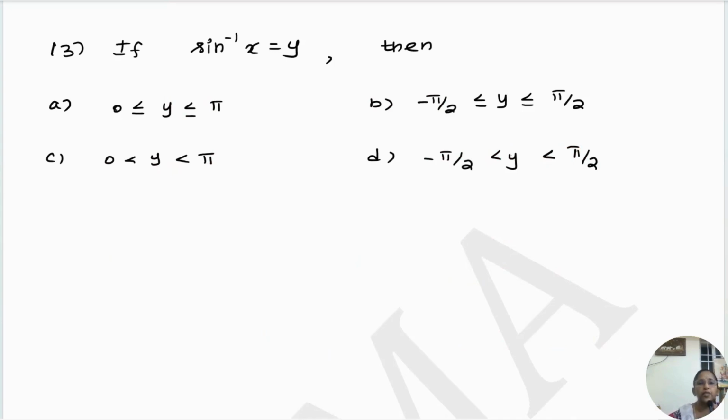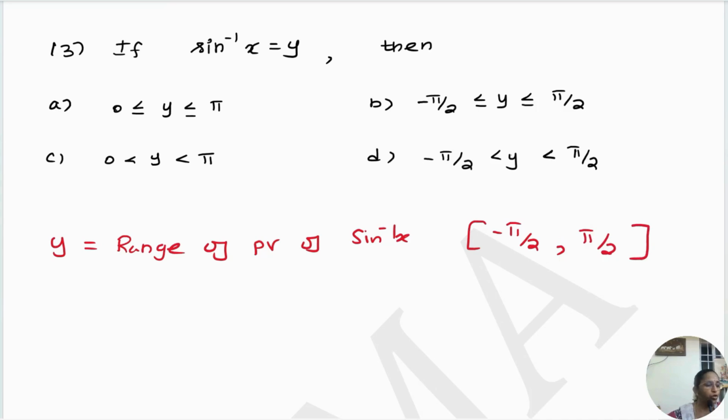Coming to the third question, if sine inverse of x is equal to y. So here y is the range of the principal value of sine inverse of x. So then you have to choose your value. So y is the range of principal values of sine inverse of x. That is nothing but, as we know very well, minus pi by 2 to plus pi by 2. So here the y value lies between minus pi by 2 and plus pi by 2. It's a closed interval, so less than or equal to, less than or equal to. So here option B is our answer.